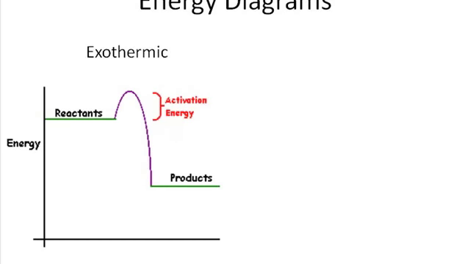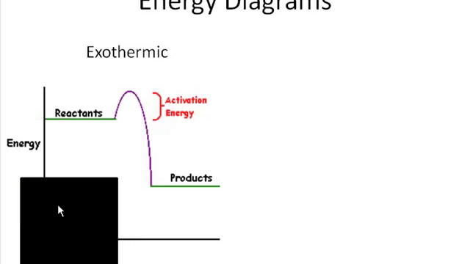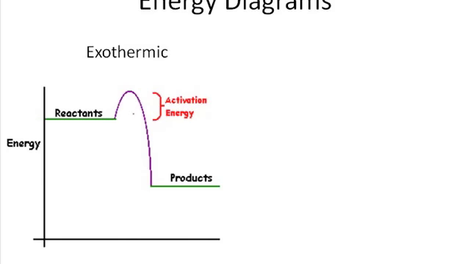Here's an example of an energy diagram. This is an example of an exothermic energy diagram. Here's our activation energy, or the minimum energy to get a reaction started. It's exothermic because the energy is leaving, and we can see that because there's a drop in energy between the reactants to the products. So where did this drop of energy go? Well, it went out to the surroundings.